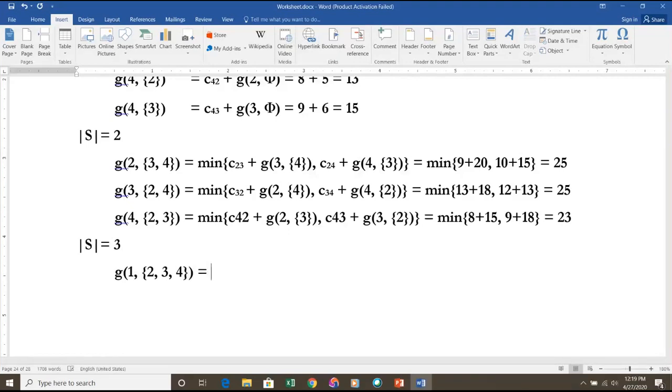Only this option we are supposed to do. That means there are 3 options now: 1 to 2, 1 to 3, 1 to 4. Any of these values it can take. So min of, first one is 1 to 2 plus g of starting from 2 comma, what is S now? If you remove 2 from this set, remaining is 3 comma 4.